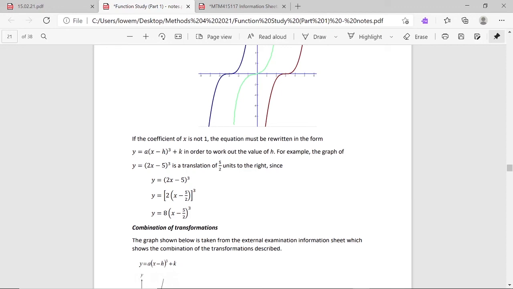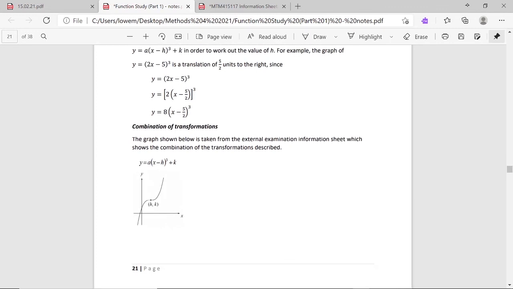This is important. We can see then that we've got a dilation factor of 8 parallel to the y-axis, and a horizontal translation of 2.5 units, or 5 over 2 units, right. Okay, and so when we're combining the transformations, this is what we have on our information sheet, where we've got y equals a times x minus h cubed plus k, and that's represented graphically with that.